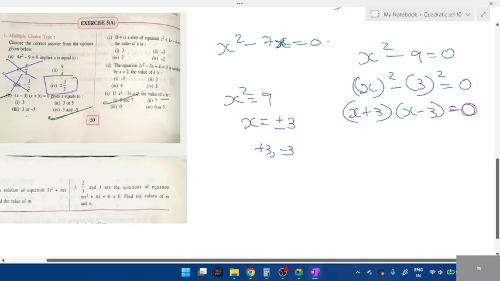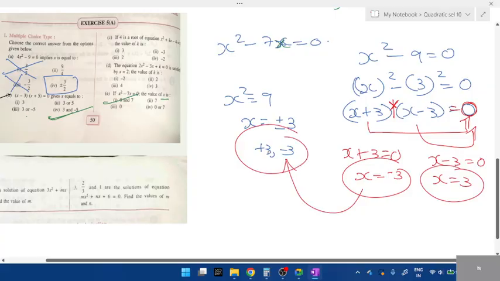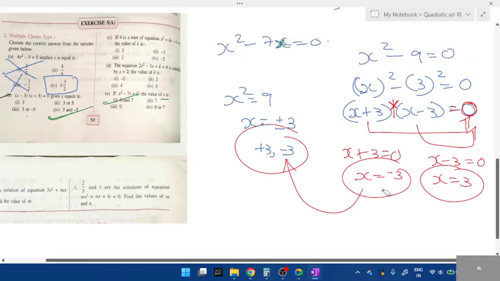Can you see right hand side we have 0, and in between these two we have product multiplication sign, right? So take this equation, x plus 3 is equal to 0, and take this, x minus 3 is equal to 0. If you solve, what are we getting? X is equal to minus 3 and x is equal to plus 3. You can either do it like this or like this. Can you see we're getting the same answer? Product rule. This is known as zero product rule.